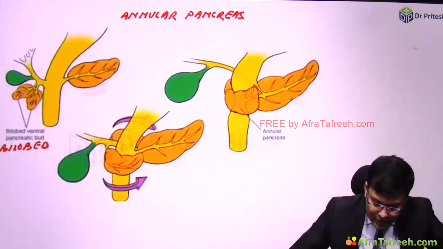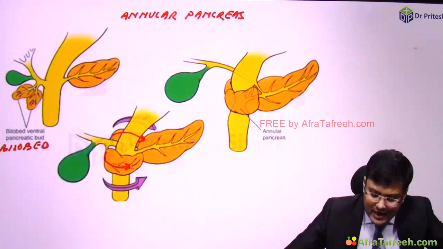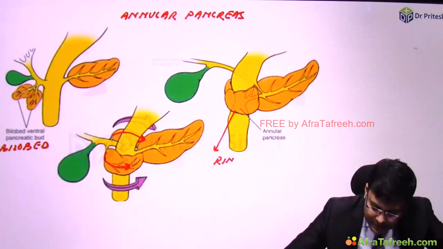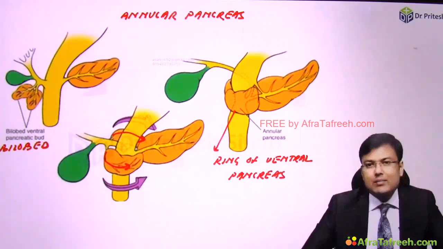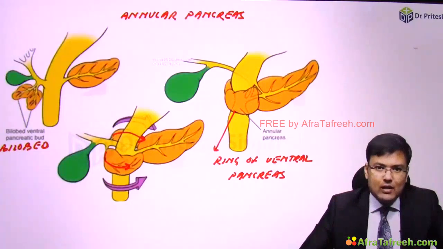One bud is going anterior to the duodenum and another posterior to the duodenum, and after that can you see there is formation of a ring of ventral pancreas around the second part of duodenum, and it leads to what? Obstruction. This is known as annular pancreas.